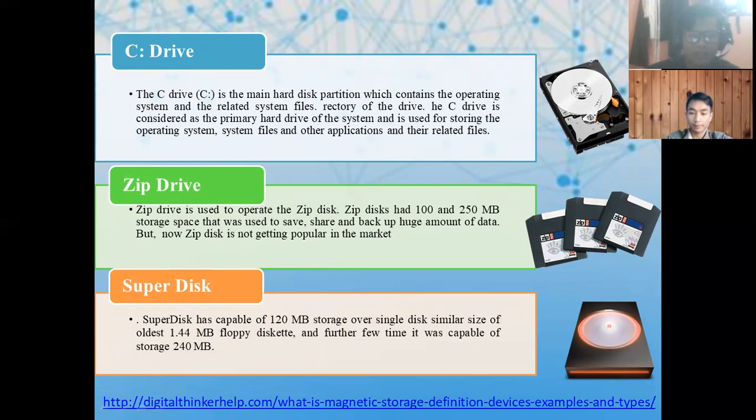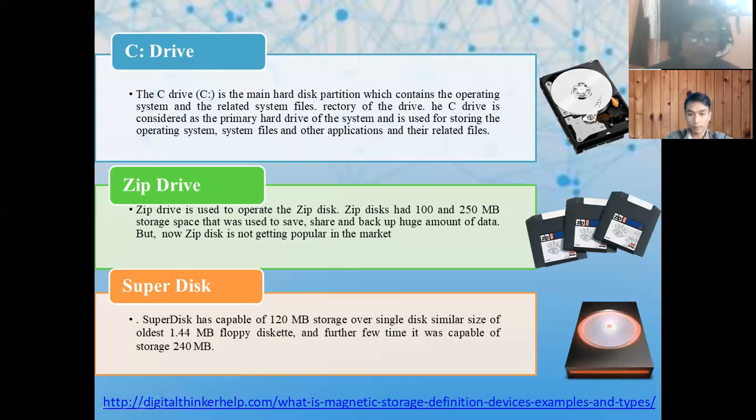And then there is the zip drive. A zip drive is used to operate the zip disk. A zip disk had 100 and 250 MB storage space that was used to save, share, and pick up a high amount of data. But now the zip disk is not popular in the market.